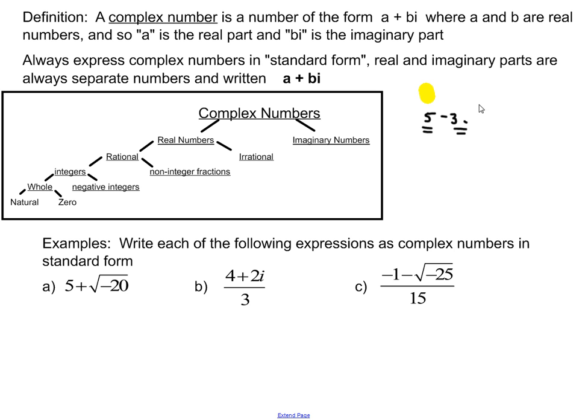So this is what I'm looking to do. If I'm writing a complex number in standard form, I want to have a completely separate real part and a completely separate imaginary part, and the two would be joined by an addition or a subtraction sign. So where does this complex number thing fit into the entire scheme of the number universe? Well, that's what this diagram on the left is meant to show.